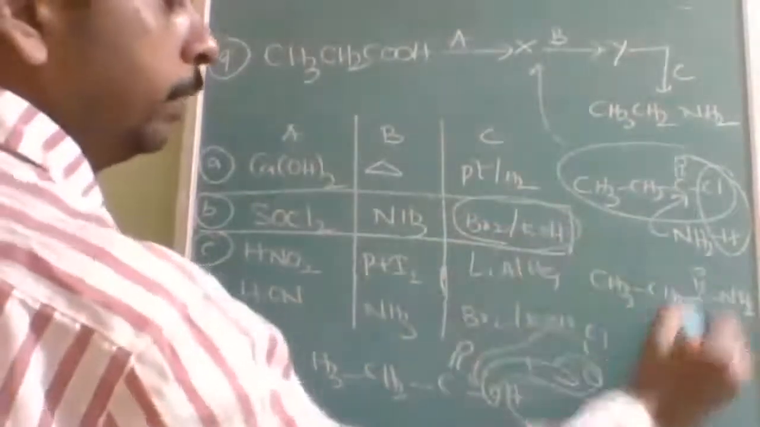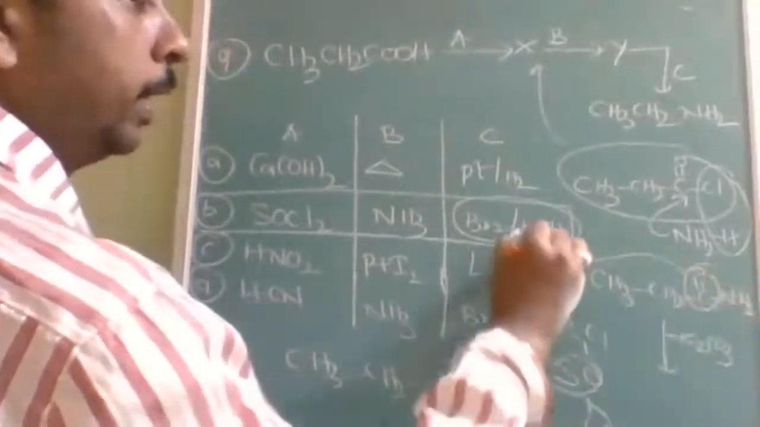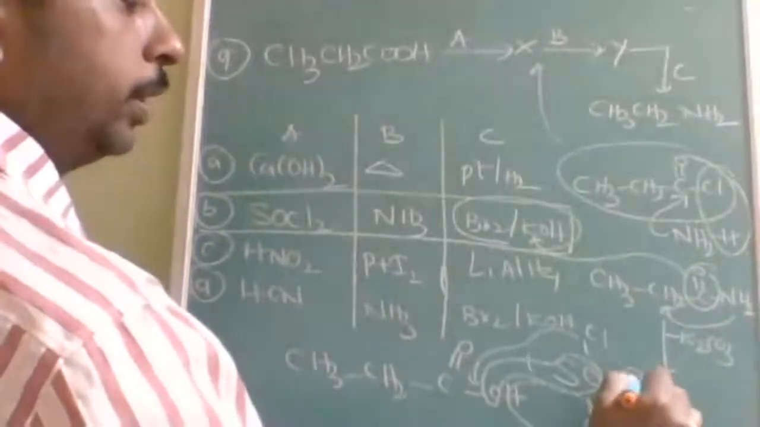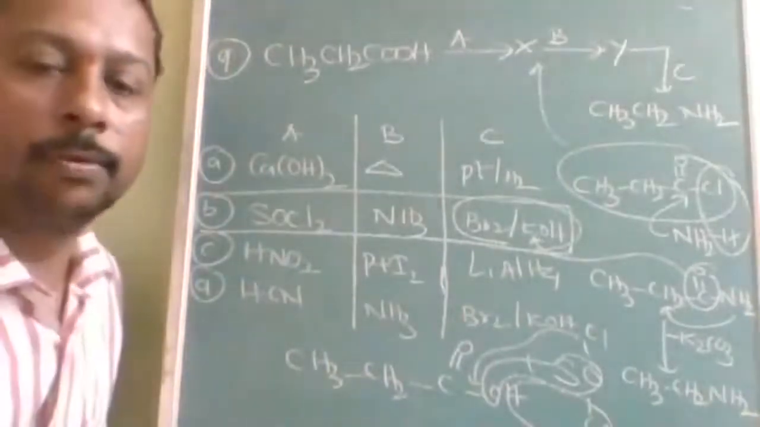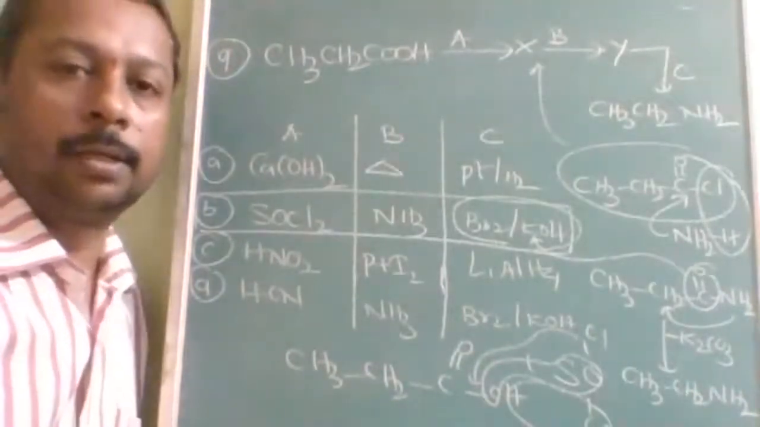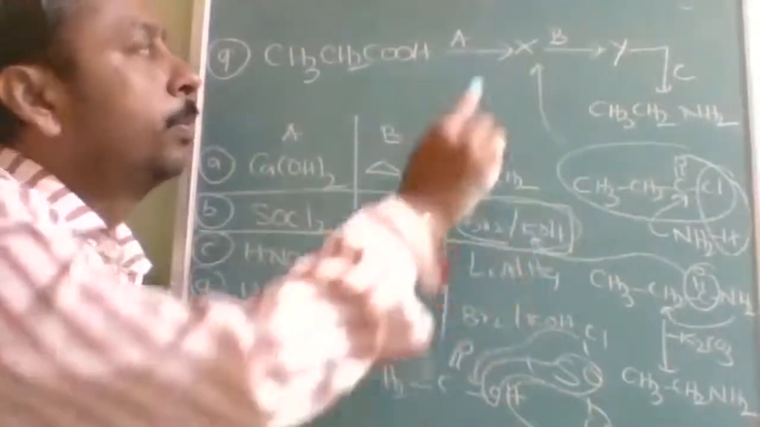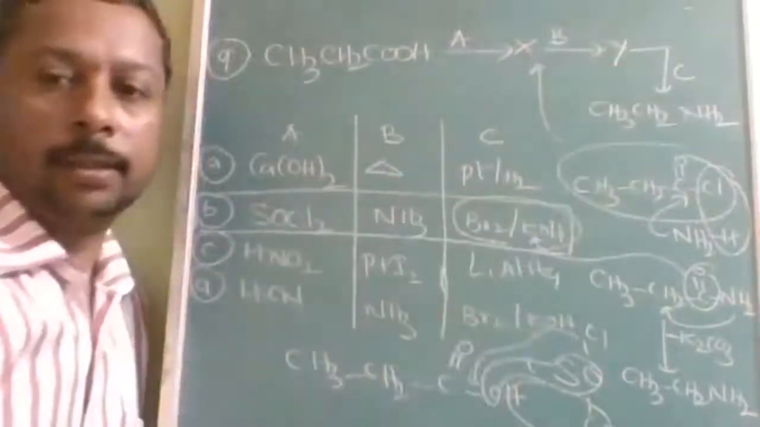It will remove this carbon and this potassium as K2CO3. This ammonia will come here. So CH3CH2NH2. So that is the answer to this question and every product, is it understood? First one is propanoyl chloride, then propanamide, then ethanamine. Okay.